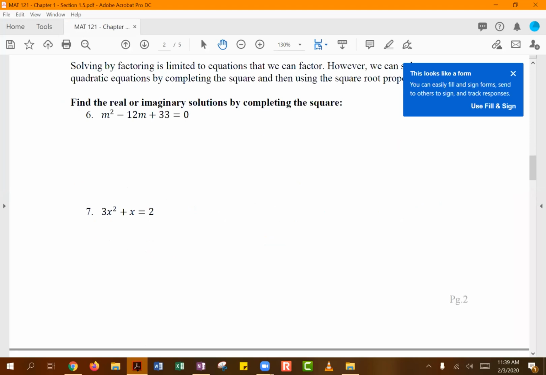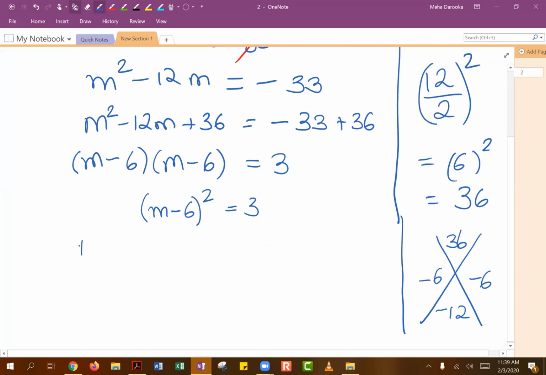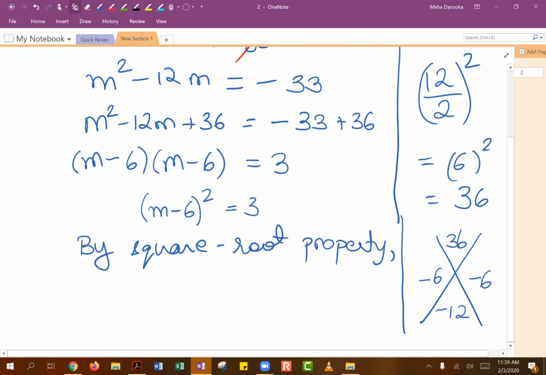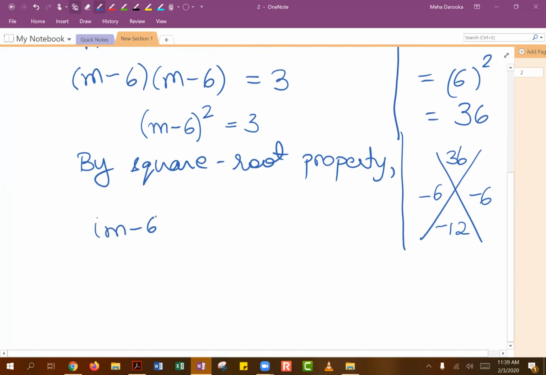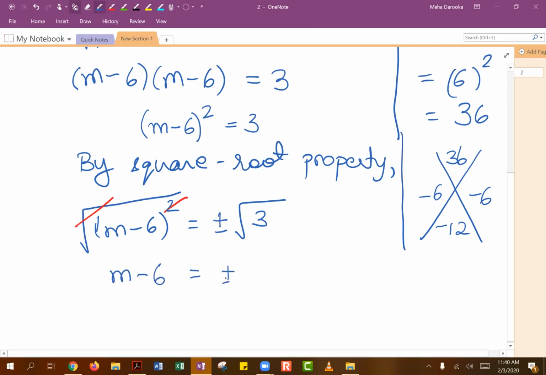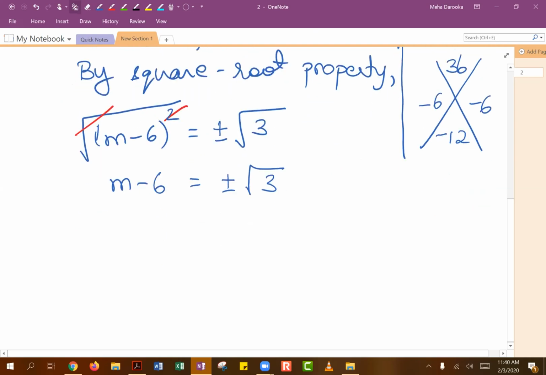So now I have m minus 6 equals 3. So by the square root property, we take a square root on both sides. Remember, whenever you take a square root, you get one positive, one negative root. And then on the left-hand side, the square root and the square cancel each other out, leaving us behind with just m minus 6 equals plus or minus square root of 3.